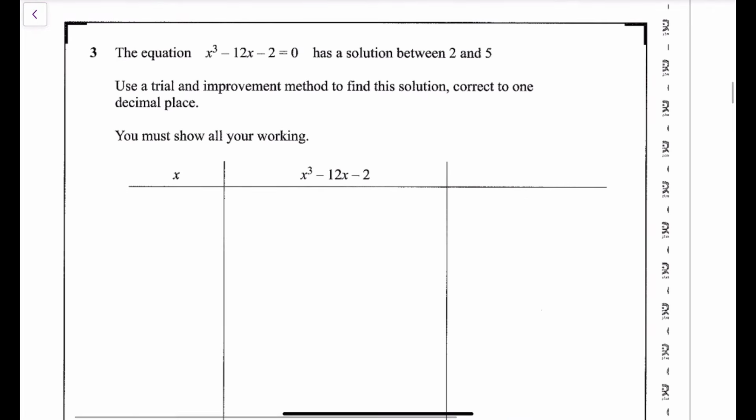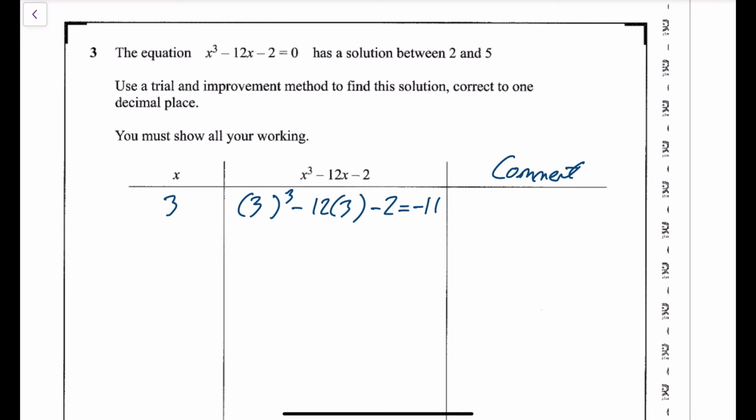So question 3 is a trial and improvement question. It says the equation x cubed minus 12x minus 2 equals 0 has a solution between 2 and 5. So I'm going to try 3. It's just showing you what I'm putting in for the first one. I'm doing 3 cubed minus 12 times 3 minus 2. And that worked out to be minus 11. And here I would just write down a comment. I'm just writing TS, which stands for too small, because my target was 0.